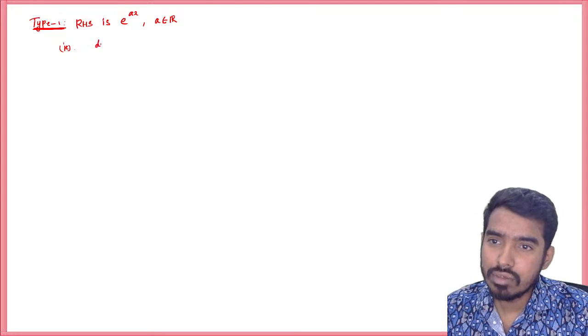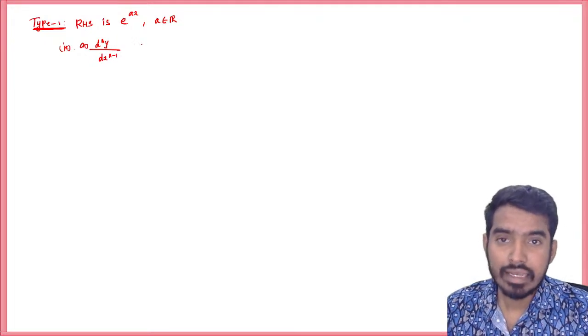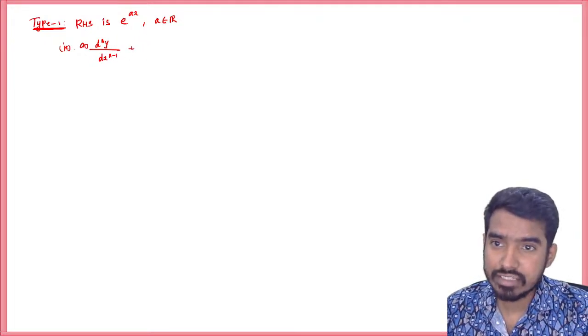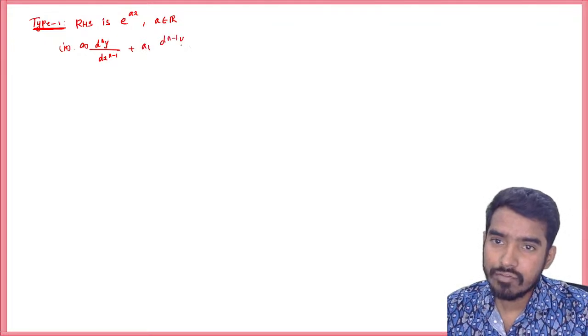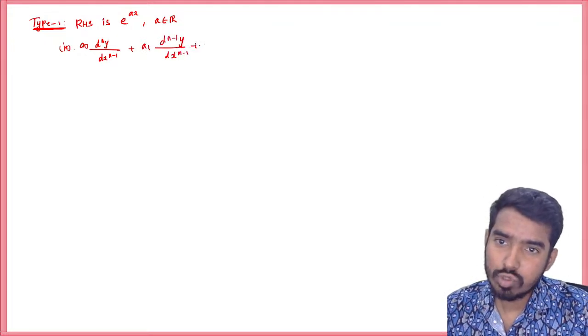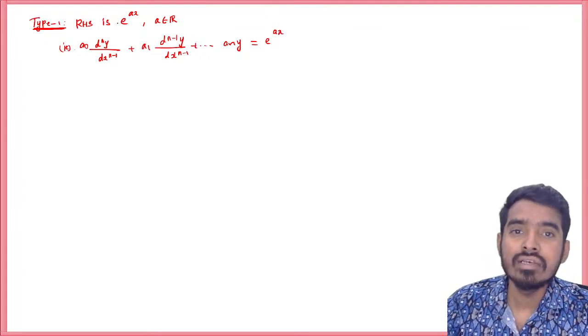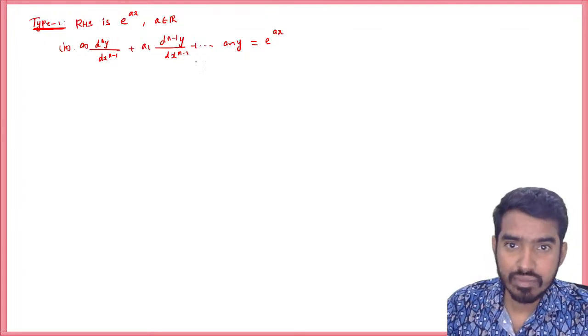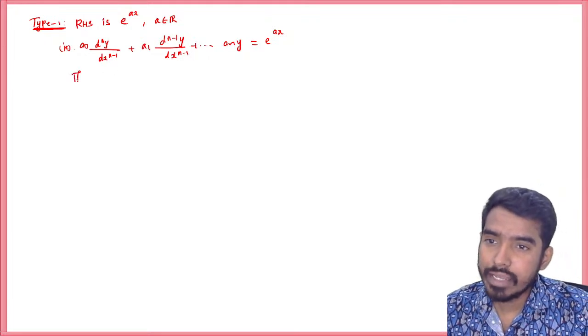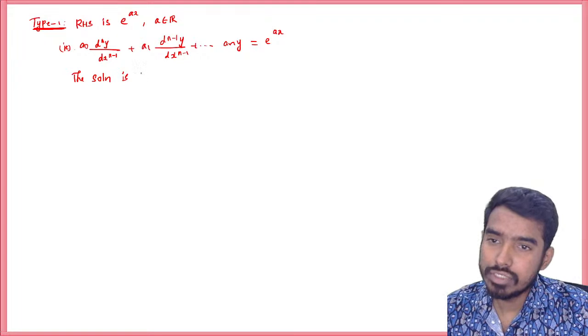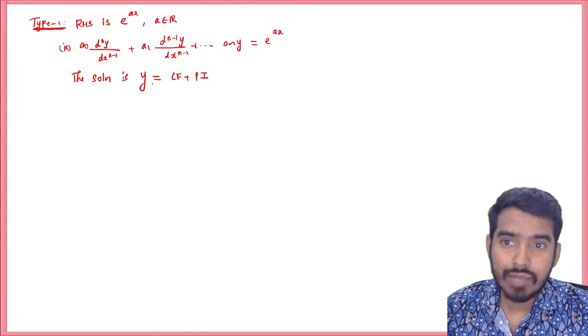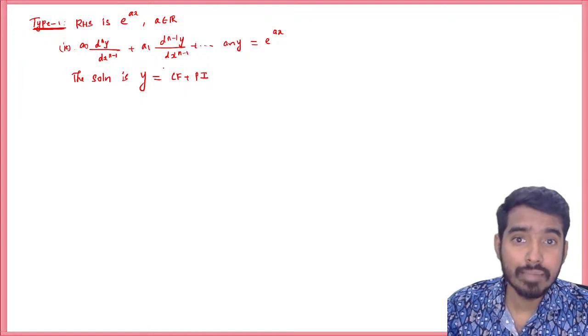Let us take an nth order linear differential equation with constant coefficients, right? a naught d power n y by dx power n, and so on up to an of y is equal to capital X. Instead of capital X, I'm going to put e power ax, because your RHS is e power ax. So the solution is given by y is equal to complementary function plus particular integral. The method of finding complementary function is the same as in the previous case, right?